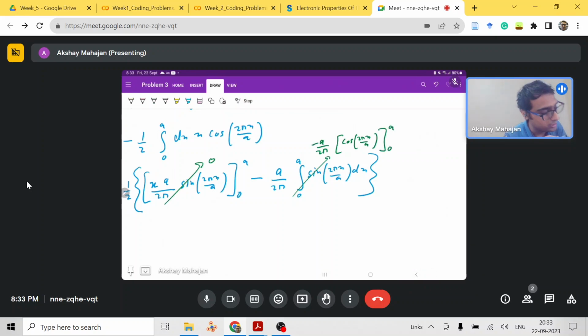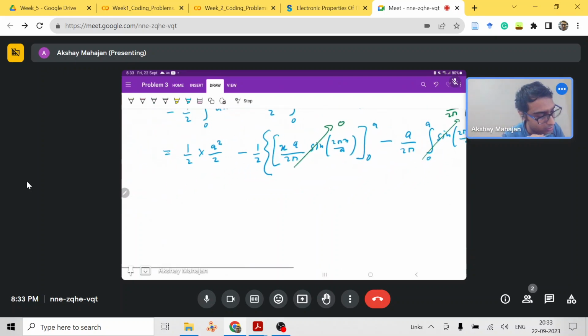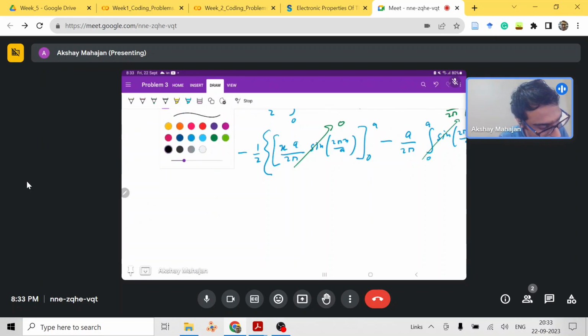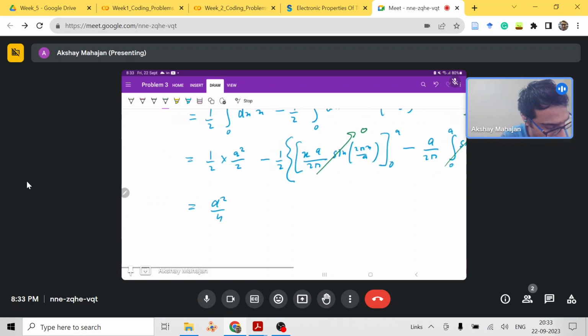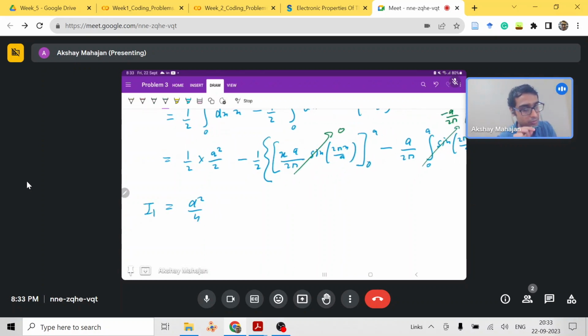And at the limits, that will be basically minus a by 2 pi times cos 2 pi minus cos 0. Cos 2 pi will be 1, cos 0 will be 1, so it will be overall equal to 0. So this term will also go to 0. So overall the answer that we will get here will be just a square by 4. So the I1 integral will come as a square by 4.